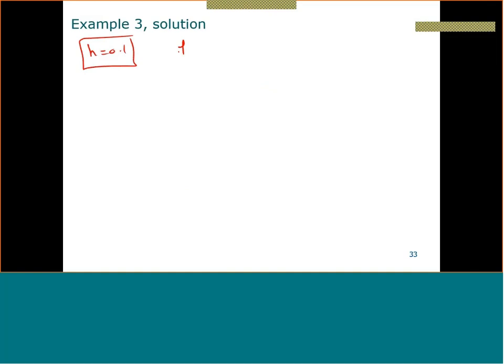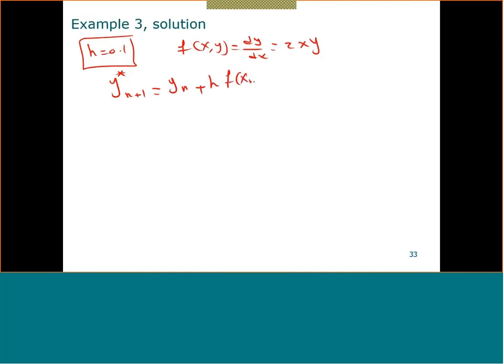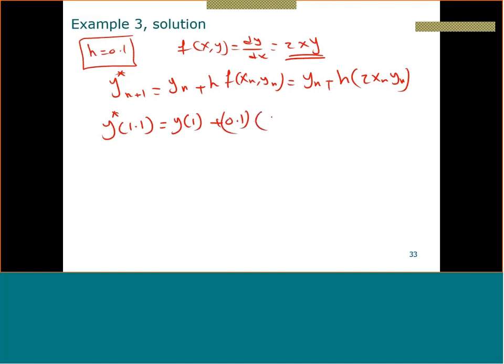Okay. Now, the function is defined to us already, which is dy by dx equal to 2xy, the same function we had before. So we start with the predictor, y star at n plus 1, which is the Euler formula, which is yn plus h times f of xn, yn, which is equal to yn plus h times 2 xn yn, which is this function. Okay, so now I will find the predictor at 1.1, which is equal to y at 1 plus 0.1 times 2 times 1 times 1, which is equal to 1.2.